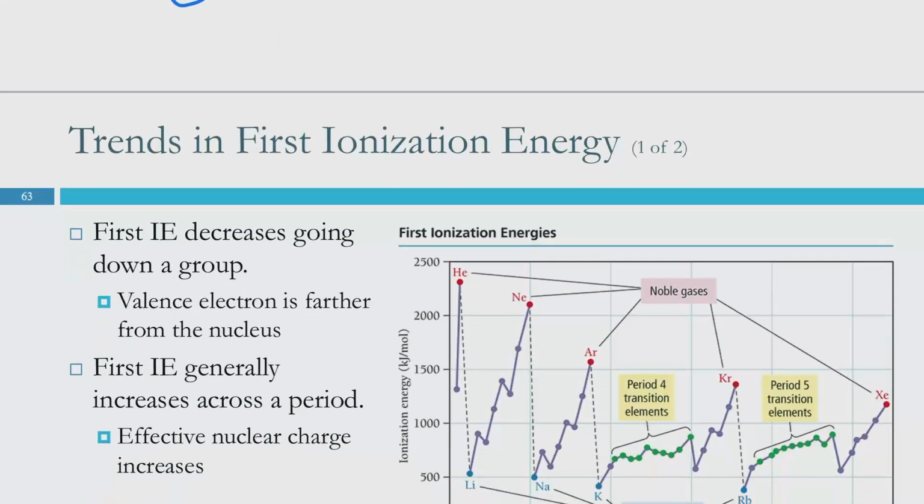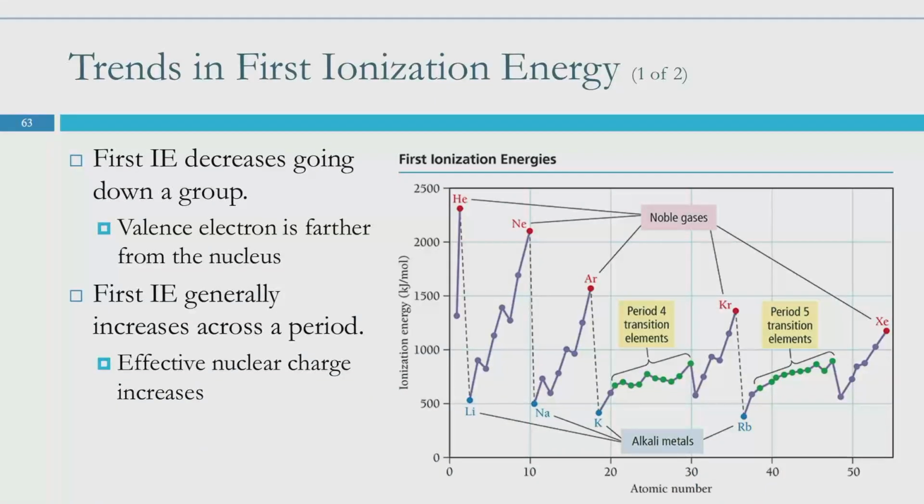So our first ionization energy decreases going down a group. So when we're moving down a column on our periodic table, the energy decreases. This makes sense if we think about it from the atomic size perspective. When we're going down a column, it's getting bigger. The electrons are getting further and further away from the nucleus, where all the positive charge is in the center. So it's going to be easier to pull off those electrons because they're not held on as tightly.